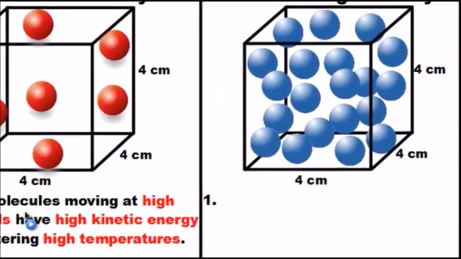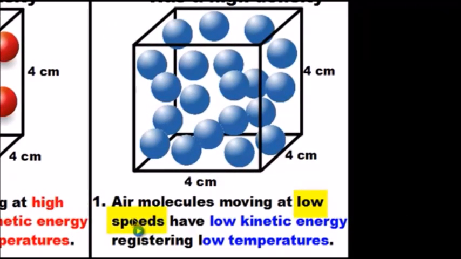Whereas the cool air molecules are moving at much lower speeds, so they're not going to really have as much energy because they're not moving very much. And that low kinetic energy, or energy of motion, is going to register low temperatures on a thermometer.